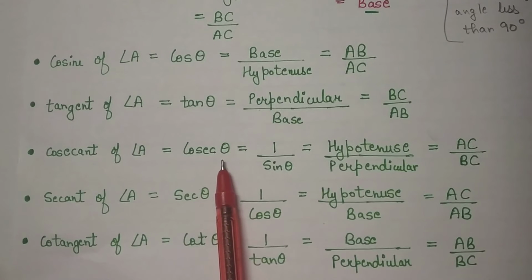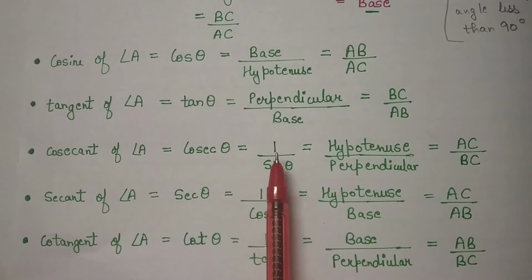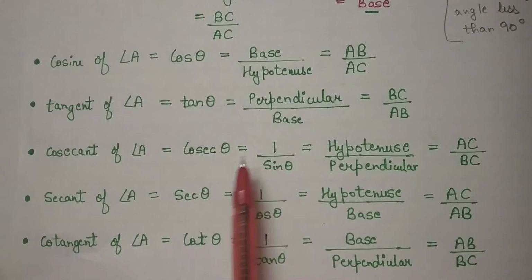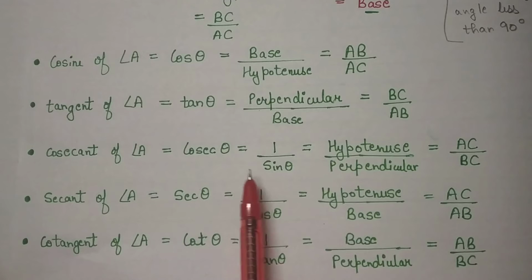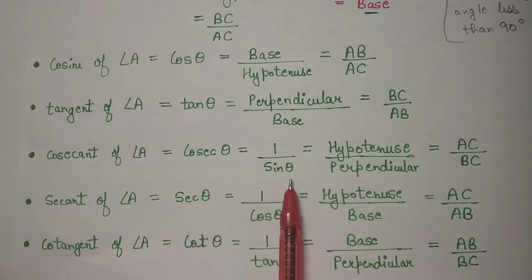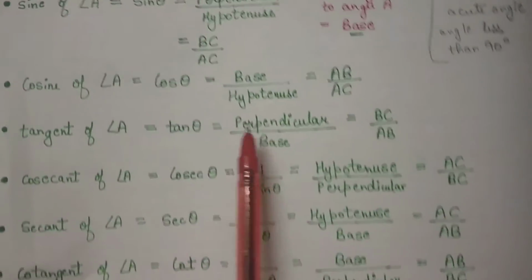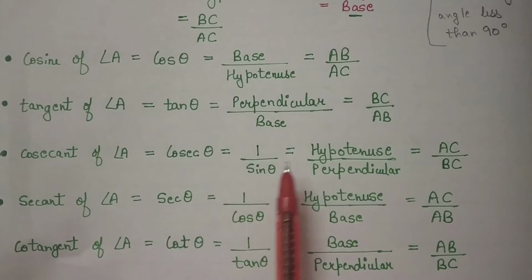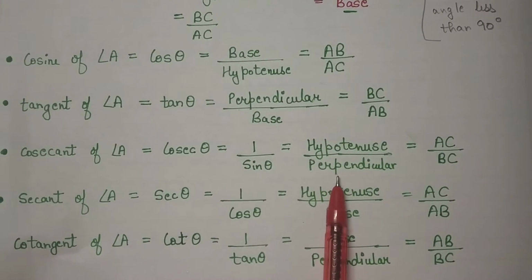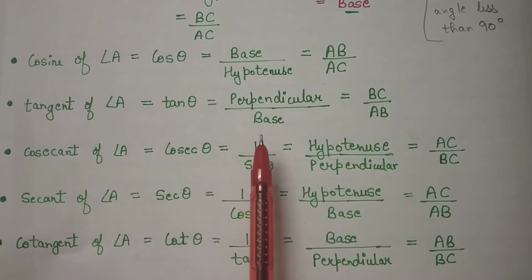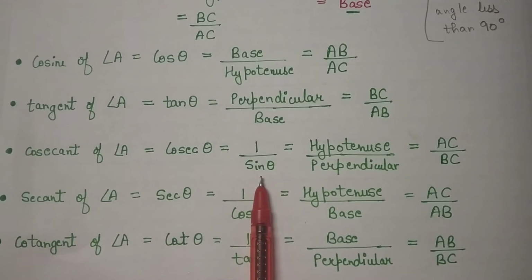Similarly, cosecant of angle A, written as cosecant theta. This cosecant theta is the reversal of sin theta. So this is an important connection: cosecant theta is equal to 1 by sin theta. Sin theta was perpendicular over hypotenuse, so the reverse of sin theta will be hypotenuse over perpendicular. It is easy to learn if you remember that cosecant theta is the reversal of sin theta.